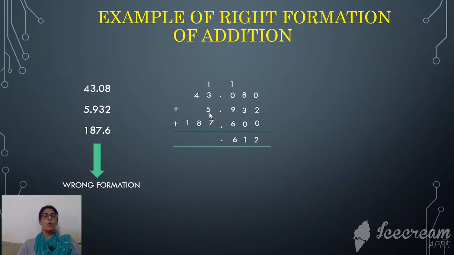3 plus 1, 4, 4 plus 5, 9, plus 7, 16. So 6, then 1 carry. 4 plus 1, 5, plus 4, 9, plus 1, 10. Wait, as stated: 6 plus 4 plus 1, 5 plus 1, 8, 13. So 3, 1 carry here, 1 plus 1, 2. Understand children? So what will we say here? 236.612. Now this is known as the right formation. You have to arrange all the numbers in this formation only. Then and only then you will get the correct answer. Understand children?